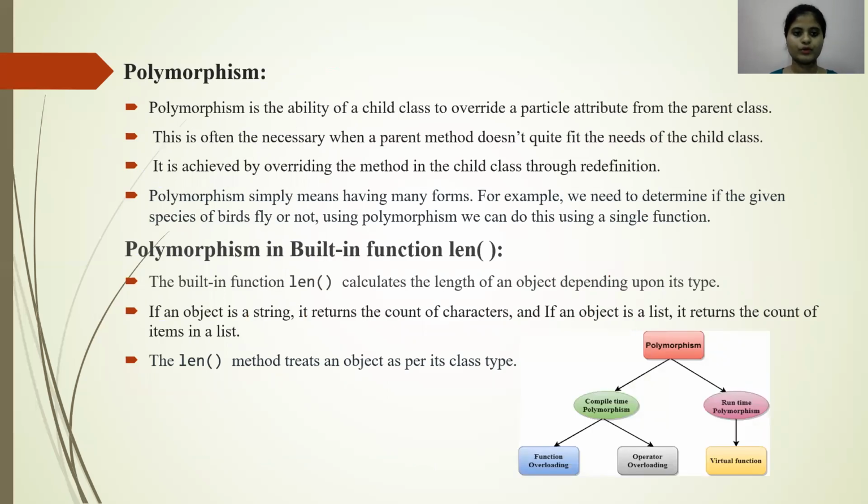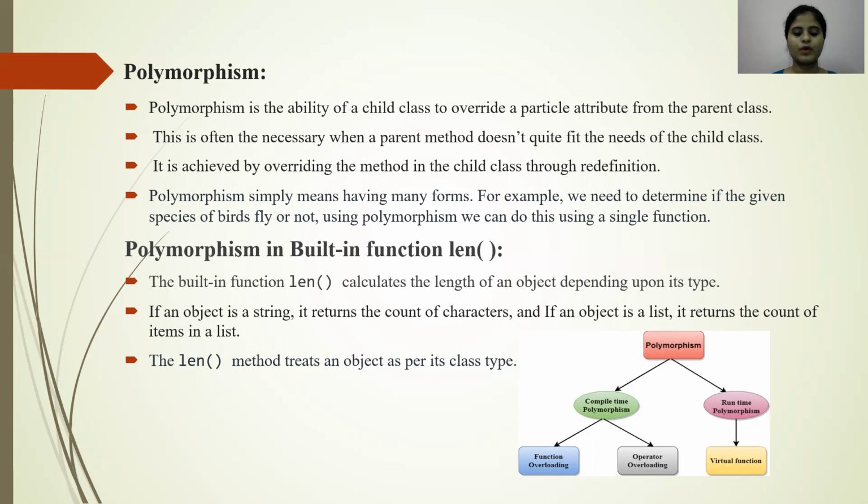Let us talk about polymorphism. It is the ability of a child class to override a particular attribute from the parent class. This is often necessary when a parent method doesn't quite fit the needs of the child class. It is achieved by overriding the method in the child class through redefinition. Polymorphism simply means having many forms. For example, we need to determine if a given species of bird flies or not. Using polymorphism, we can do this using a single function.